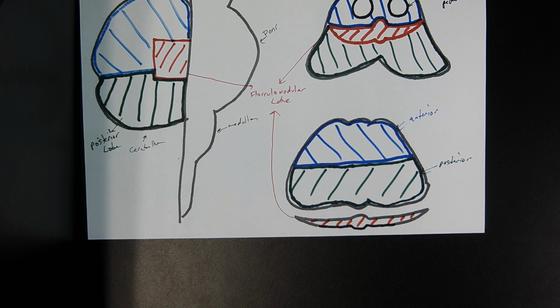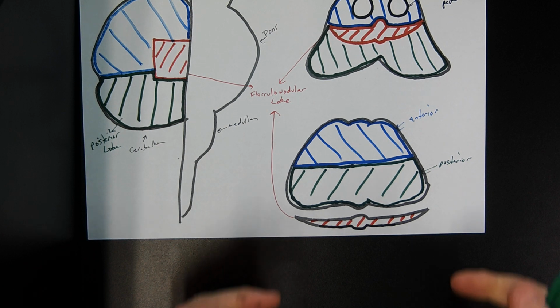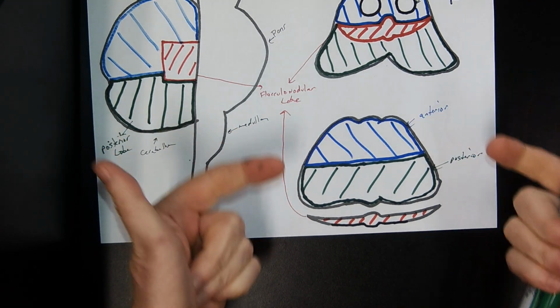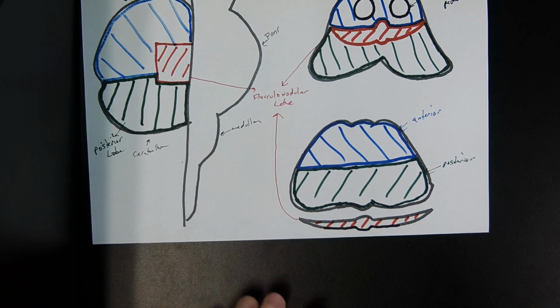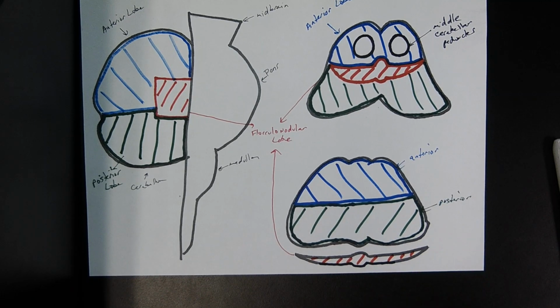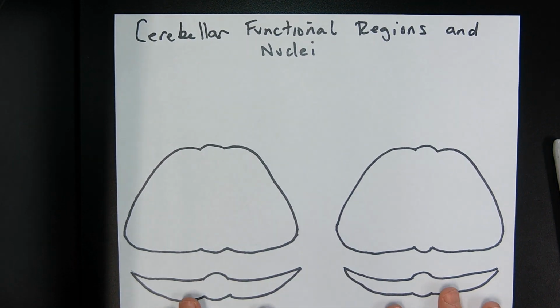Questions about that? It's just what you see. Just gross anatomy of the cerebellum. And like I said, the ICA was named because it supplies the anterior lobe, which is on top, and PICA was named because it supplies the posterior lobe. We move on. All right, let's look at the next one. The next one's going to be cerebellar functional regions and nuclei.